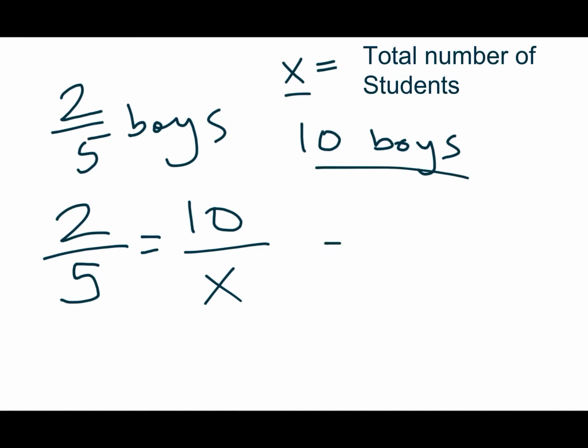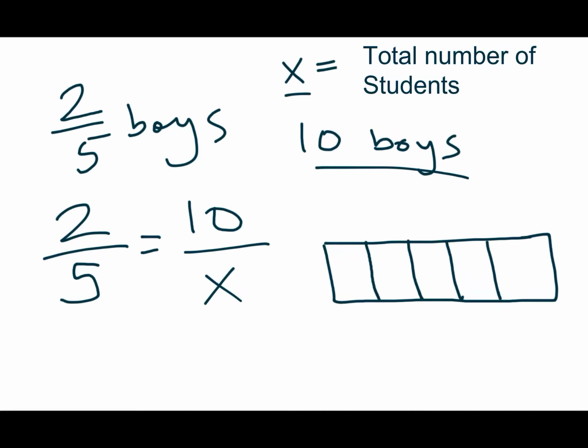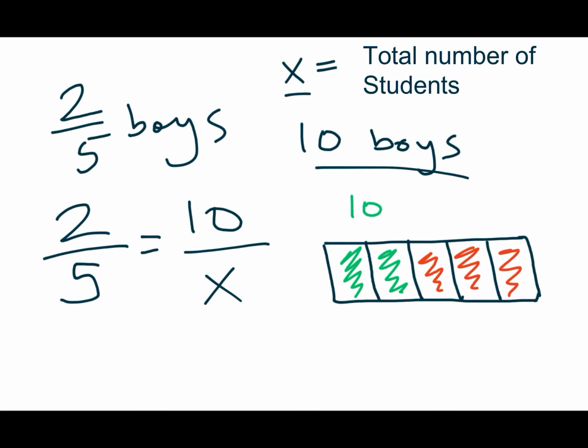One way that your book shows visualizing this is if we cut the class into fifths. There we go, that looks like fifths. These two are boys, and the rest of these are girls. This is equal to 10, so it's obvious that each of these fifths is 5. So there are 15 girls, which means that the total number, x, is 25.